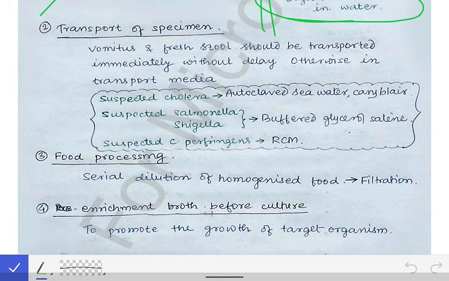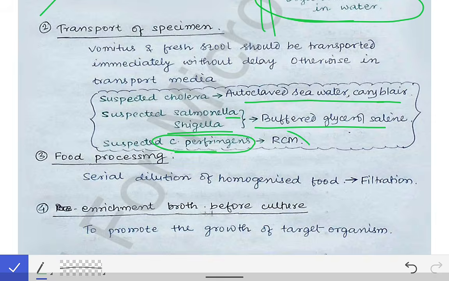That is basically based upon the meticulous history taking, because that history will help us to select a particular type of transport media. Like if from the history we get to know that the patient might be suffering from cholera, then of course we will be using autoclaved seawater or Carry-Blair medium for transporting of the specimen. Okay, if we suspect from the history taking that the patient might be suffering from salmonella or shigella, then we will use the buffered glycerol saline for transport of the specimen. If we suspect that patient may be suffering from Clostridium perfringens, then we will use the Robertson cooked meat broth for the transport of a specimen, isn't it?